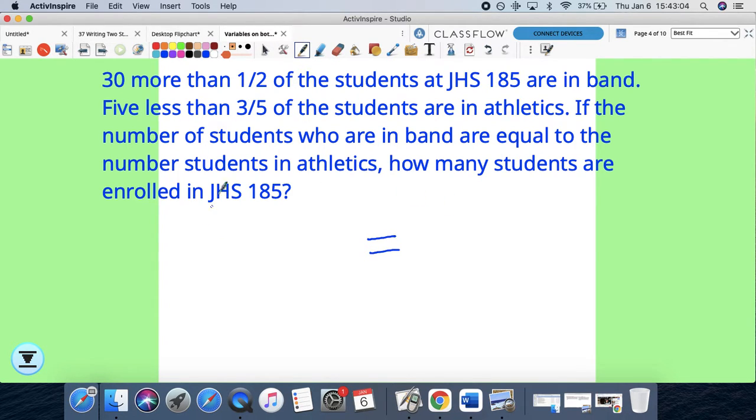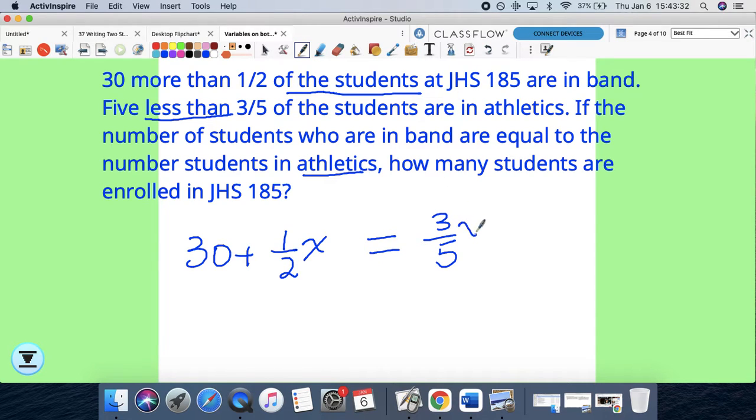So 30 more is just 30 plus. And half of the students, and again, I don't know how many students there are, so I'm going to call it X. That's the number of students in the band, and that is equal to the number of students in the athletics. Now it's 5 less than, so we already know less than is a turnaround word, so I'm going to write 3/5 for 3/5 of the students, X. Less than means subtraction, and 5.